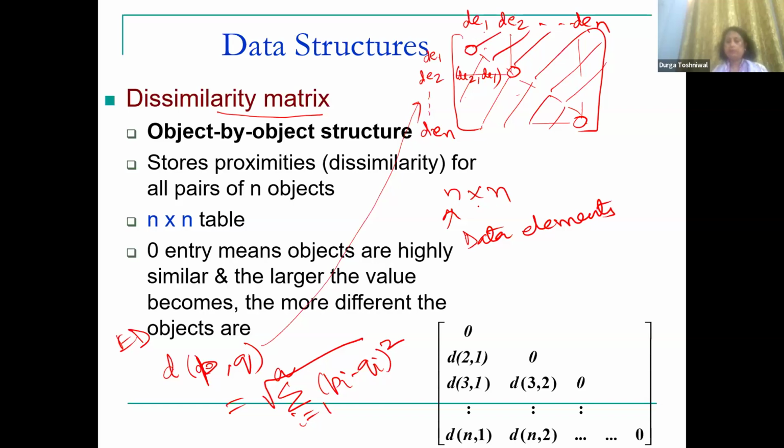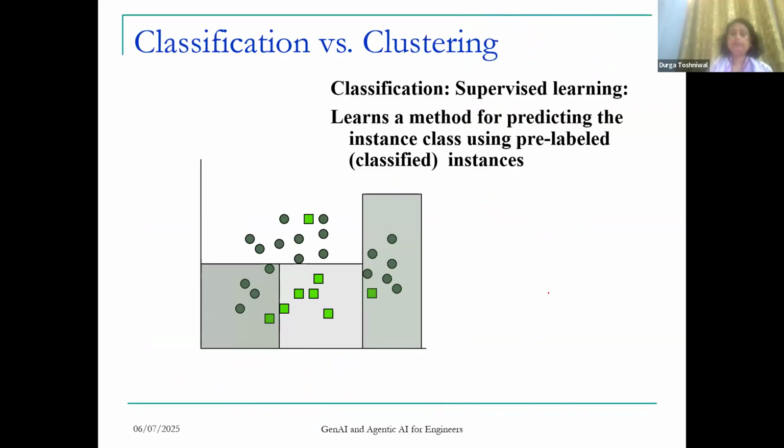So the more popular one is this n cross n matrix, which is also called the dissimilarity matrix. You can see here, if this is the first row and this is the second row, then this element represents the distance between the ith row and the jth column. So it is the distance between 2 comma 1, like that. Okay. So these are the data structures that we'll be using.